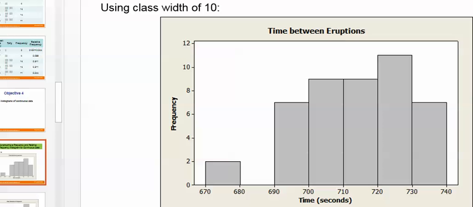And ultimately I want my histogram to look like this. It starts at 670, and the class width is every 10. So the next class starts at 680, and this class starts at 690. This one is going 670 up to 679. And so the X max is going to be 740. X min will be 670, X max will be 740, and the X scale is going up by 10 every time.